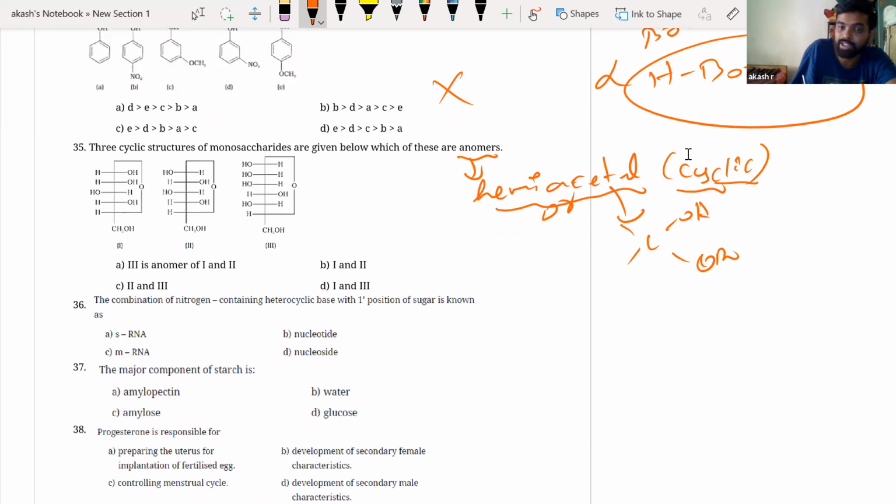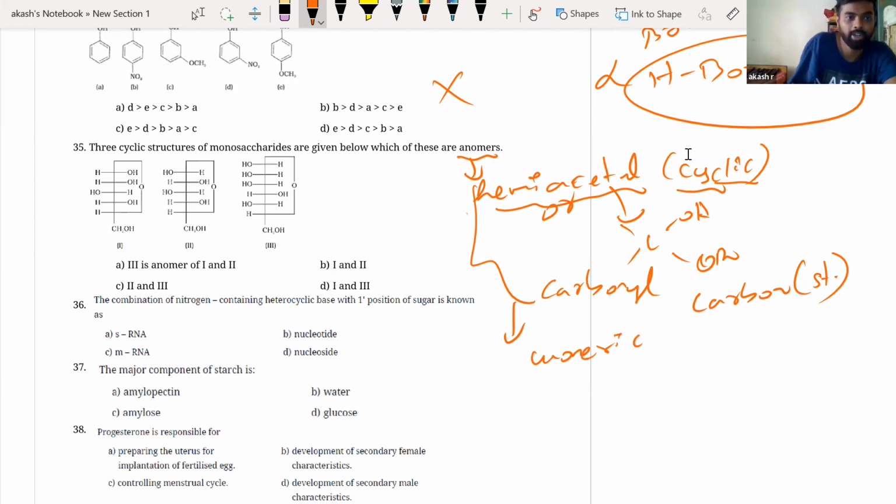And then if you go for the straight chain structure, the carbonyl carbon is the anomeric carbon in your straight chain structure. Okay, right? Both of these are your anomeric carbons. Now look at this. Now see where I have OH and OR. Now this carbon, if you check, I have an OH and you see that there is OC attached. So this is your anomeric carbon.